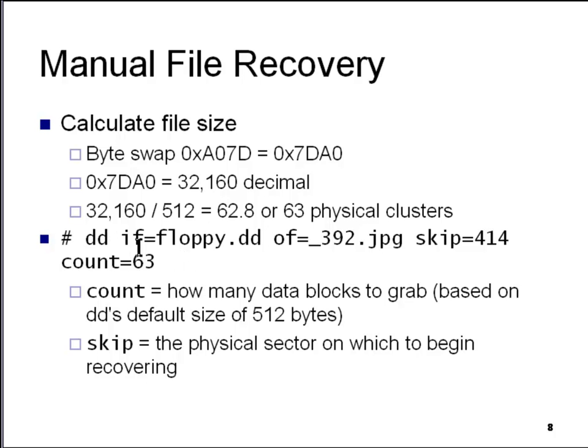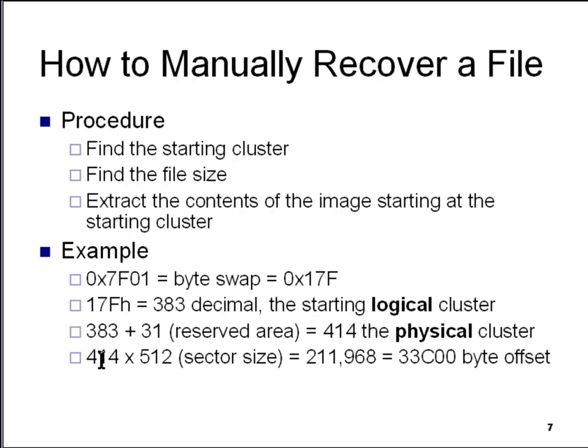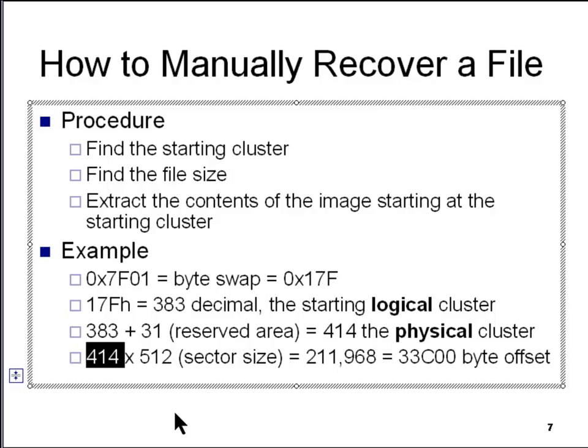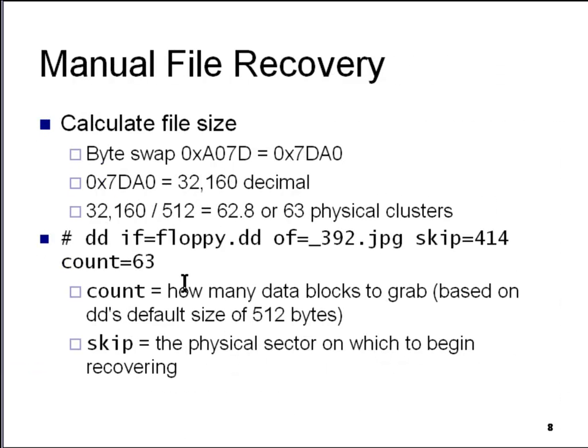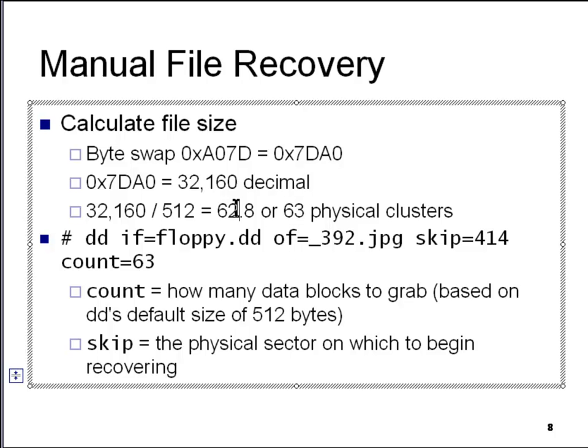So we're going to type dd, the input file equals our image, because we've taken an image of the file, and our output file is going to be underscore 392.jpg, which is our recovered file name. We're going to skip to 414, because that's where it started. Let's look back here. It's sector 414. And then we're going to count for 63, because this is what we need. If we said 62, we wouldn't be counting all of it, because it actually is composed of 63 physical clusters.